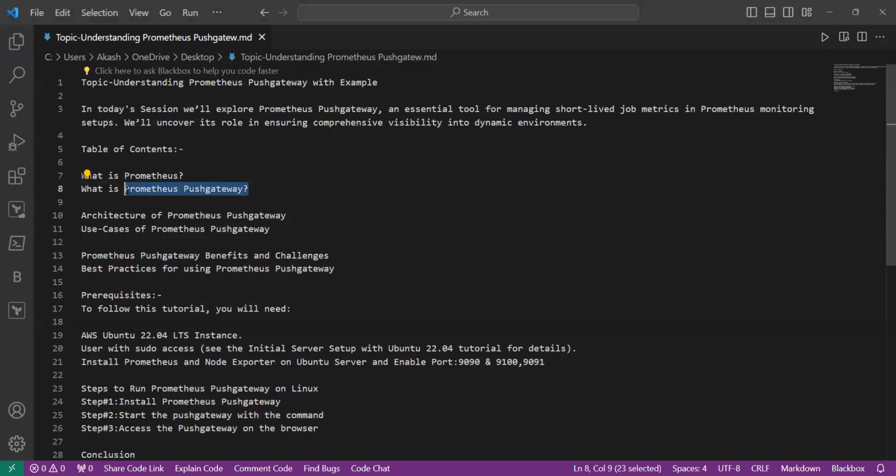Consider a batch job that runs periodically to process data and generate metrics. Since the job's lifespan is short-lived, it may not have a long-lived endpoint for Prometheus to scrape. In such cases, the job can push its metrics to the PushGateway, which stores them temporarily. Then Prometheus scrapes the metrics from the PushGateway, ensuring that they are collected and analyzed despite the job's transient nature.